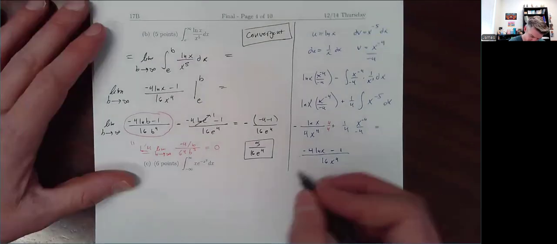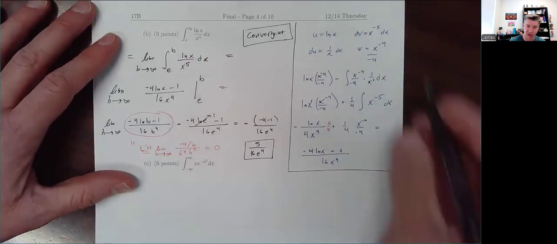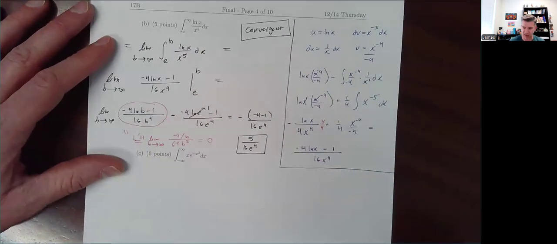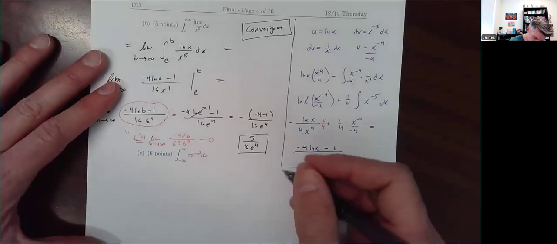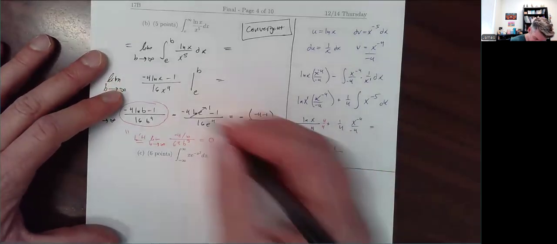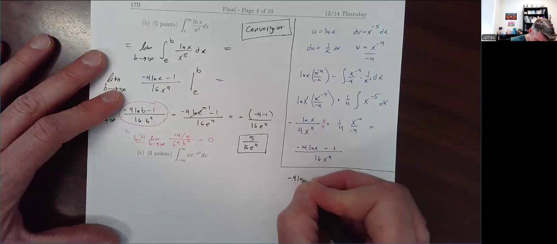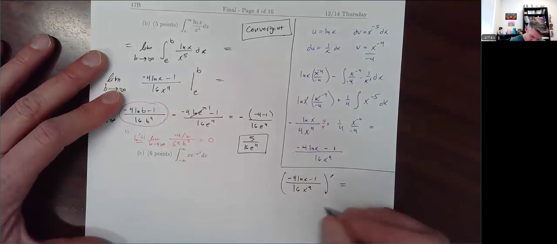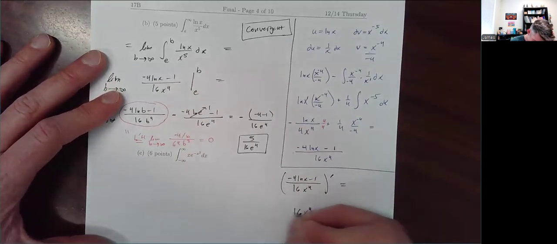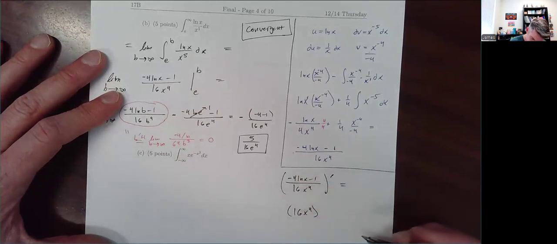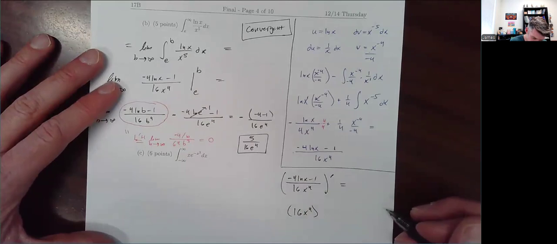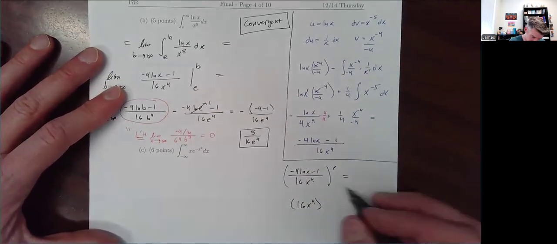I just want to do a quick double check here. I feel like I could have made an error here, so I'm going to check my work by taking the derivative of this expression over here. That's kind of gross, but we'll do it anyway because I feel like I should. So we take the derivative of -4 natural log of x minus 1 over 16x to the fourth. It's going to be equal to, so bottom. That seems worrisome. I feel like I could have made an error, which always is worrisome here.